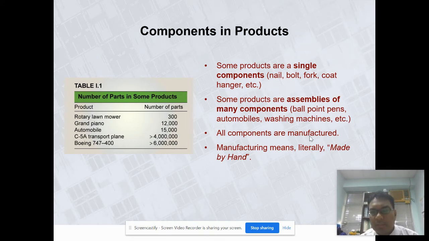And there's a history in this word manufacturing, which basically comes from made by hand. In the historical era, it was called made by hand because everything was manufactured by hand at that time. There was no machine before that. So that's the origin of the word.